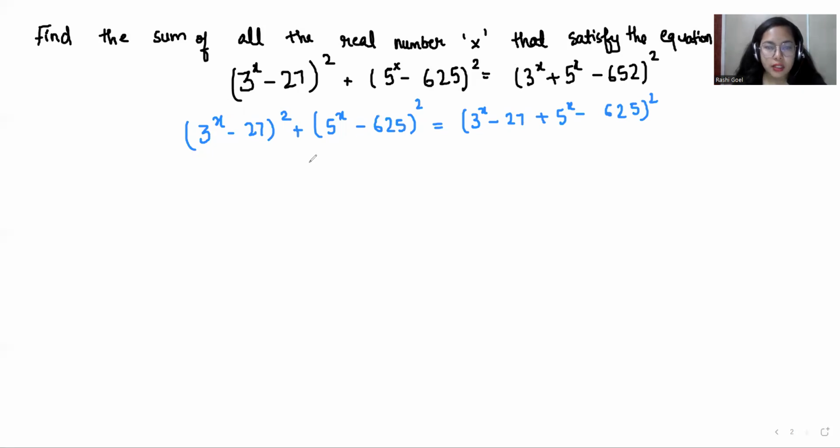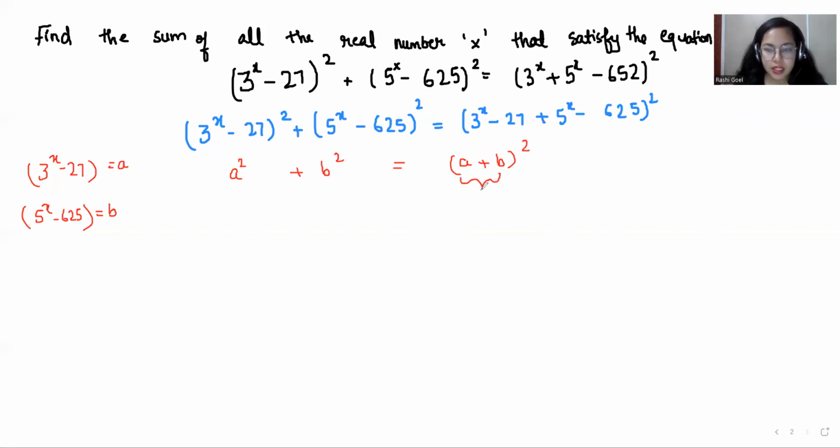Now I can assume that 3^x - 27 is A and 5^x - 625 is B. So I can write it as A^2 + B^2 = (A + B)^2.